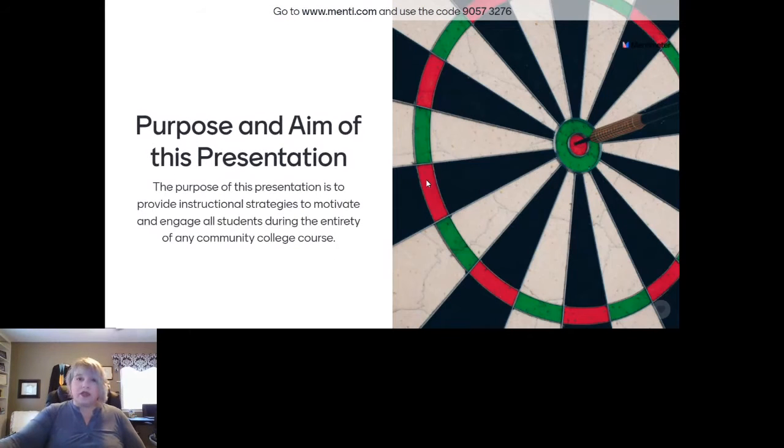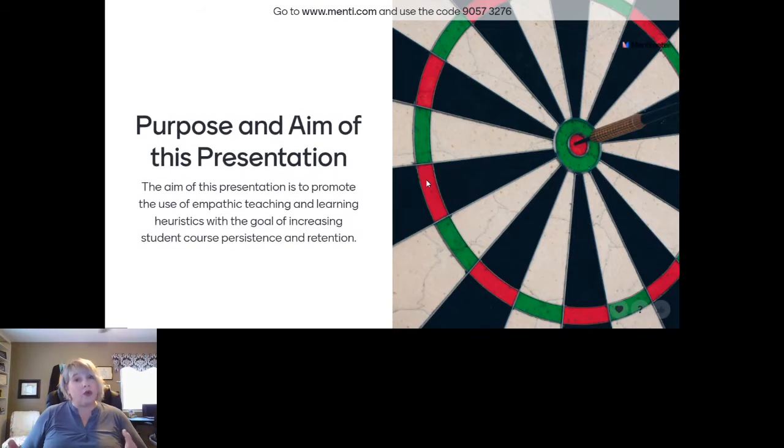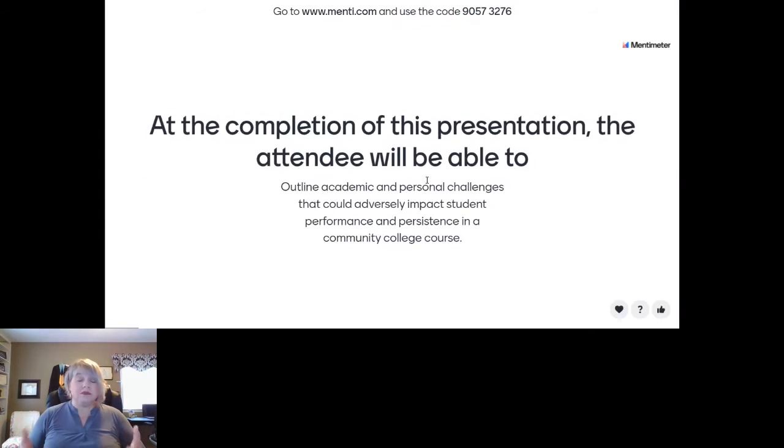Our purpose for this presentation today is to provide ideas about instructional strategies that will engage our students and motivate them to persist throughout the length of a given course or a given instructional track or program at the community college. The aim is to help you learn how to integrate effective empathic teaching and learning practices that will result in persistence of those students and progression to ultimate success in the program.